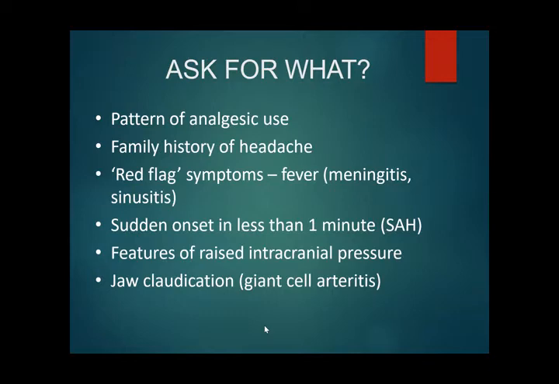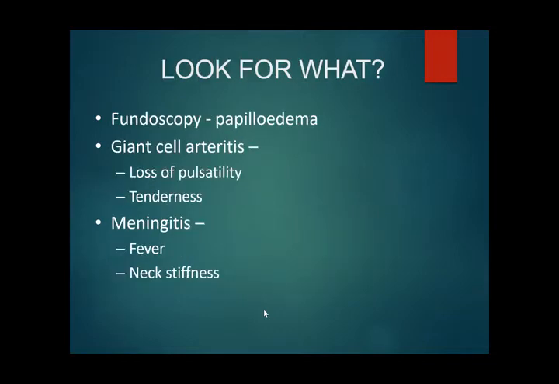Fundoscopy, you need to look for papilledema. You need to look for any cranial nerve involvement, sixth or any other. Giant cell arteritis, you need to look for loss of pulsatility of the temporal vessels and tenderness on temporal vessels. In meningitis, you need to check the temperature, look for the signs of meningeal irritation, and overall you need to examine the patient for any focal motor deficit. It may indicate any structural lesion or maybe some infective lesion like abscess. They may have monoparesis, paraparesis, depending on the underlying pathology.